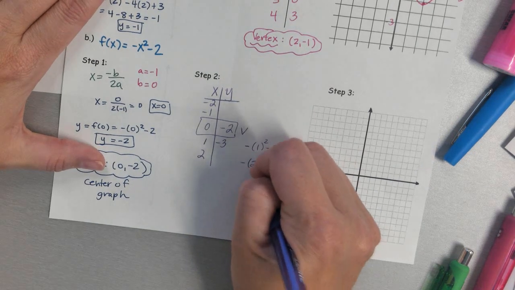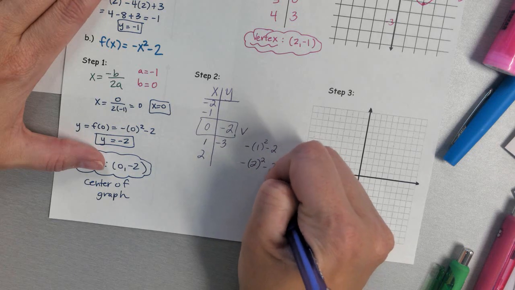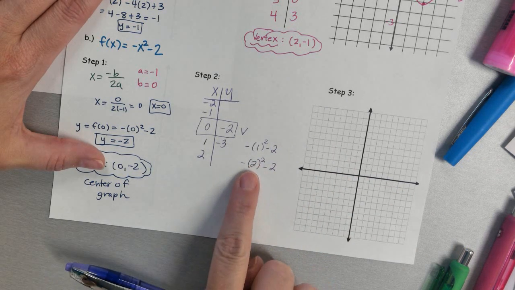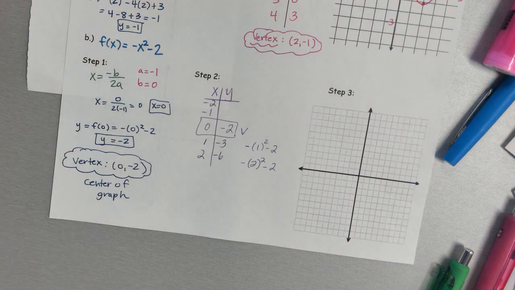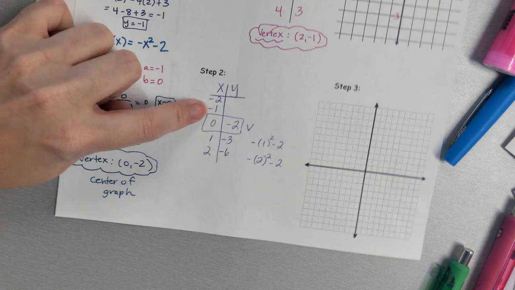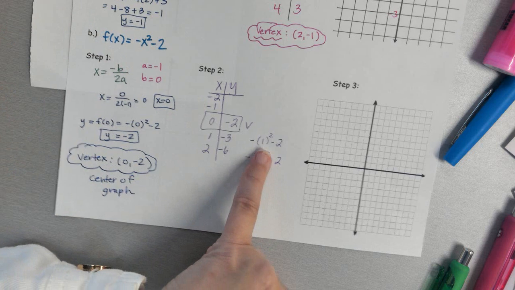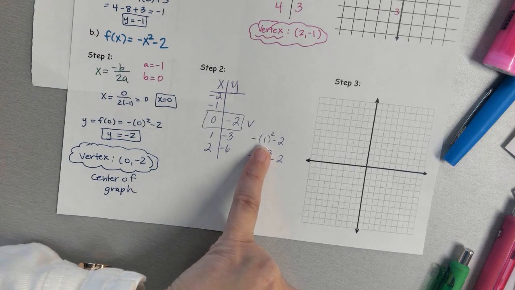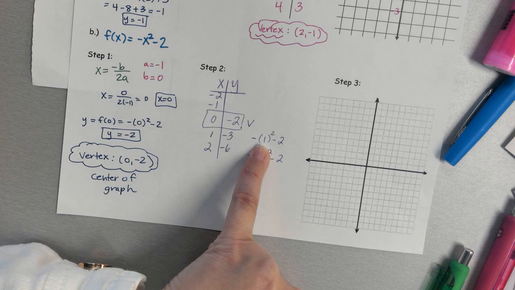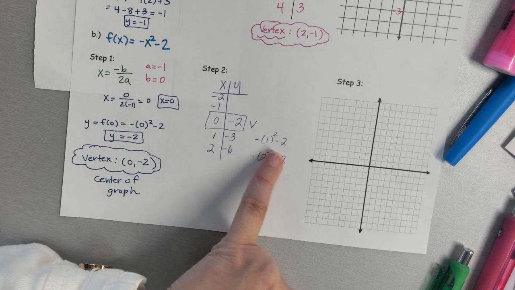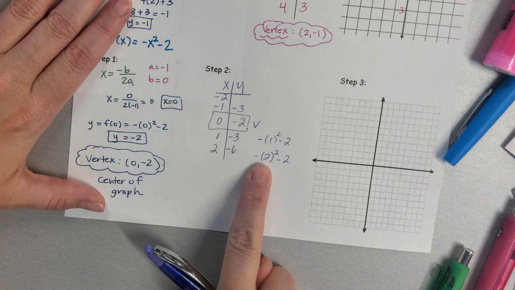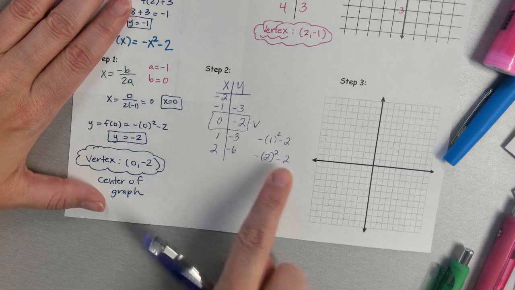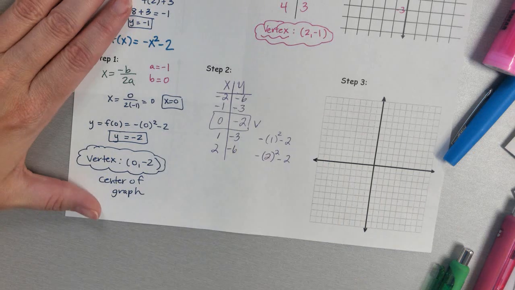We can do the same thing for 2. So you have to do the exponent first. So 2 squared is 4. Apply the negative. Negative 4 minus 2 is negative 6. Now it makes sense that we get the same thing for here. Sometimes I'll do this using mental math. I know negative 1 squared is still going to be positive 1. So it's still my negative 1 minus 2, which will give me negative 3. Same thing for negative 2. Negative 2 squared is 4, so negative 4 minus 2 is negative 6.